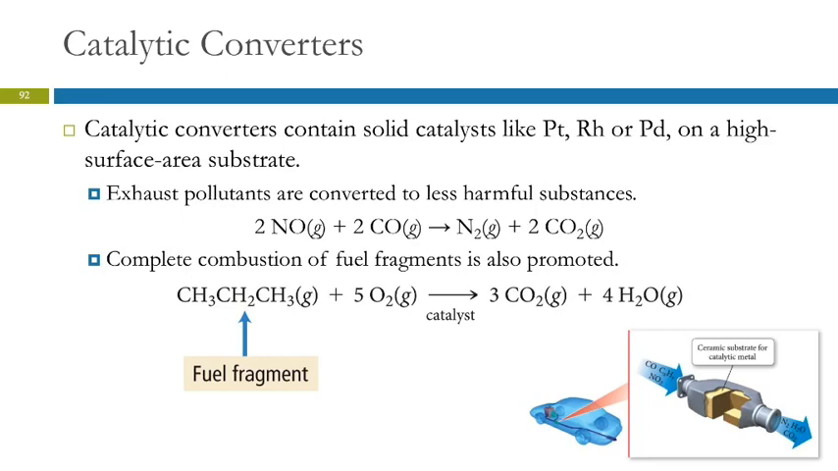So a catalytic converter has solid catalysts in it, things like platinum, rhodium, or palladium, and they are on a high surface area substrate. So they're on a substrate, something else, that has a high surface area, because you wouldn't want to have just a solid block of platinum. It's very expensive. And that's why sometimes people steal catalytic converters, because they have valuable metals in them.